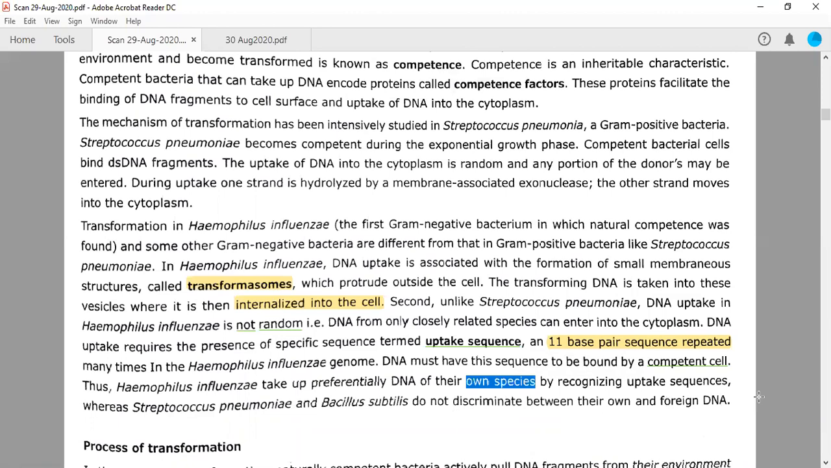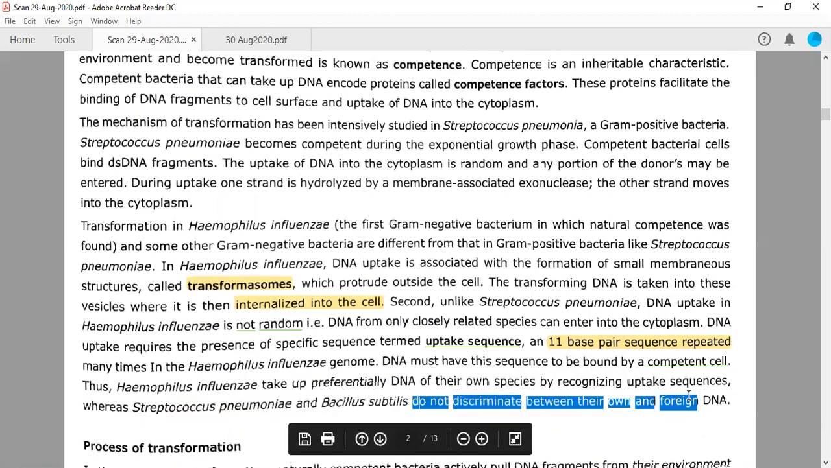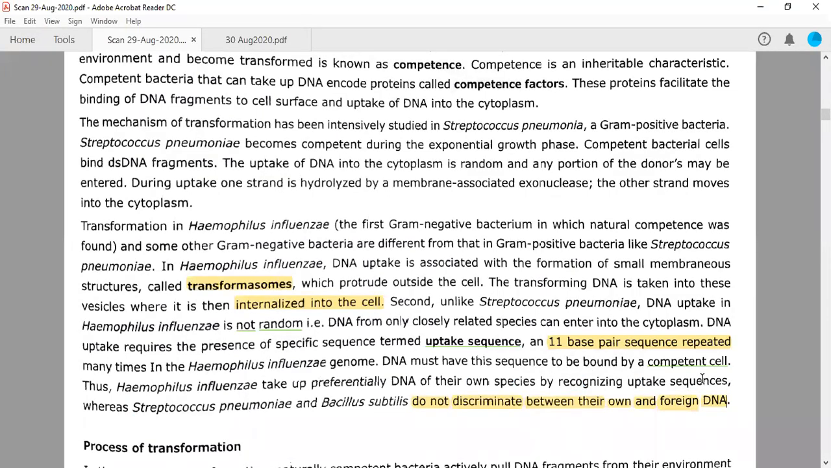There are some differences. For example, in gram-positive bacteria, this is a random process. They do not discriminate between their own DNA and the foreign DNA. Sometimes even very random fragments of DNA can be taken up. But in gram-negative bacteria, this is a very selective process.